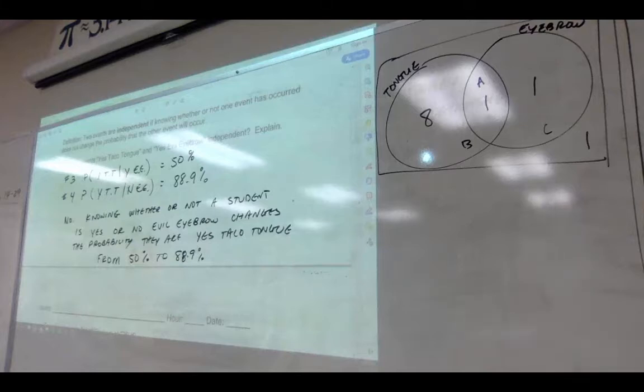So these are not independent events because the denominator changed. Okay, the denominator changed based on what we were measuring. So when we look at these two events together, yes taco tongue, yes evil eyebrow, to say that they're independent would mean that knowing one did not change the other. So what we do is we evaluate what is the fraction when it's yes, what is the fraction when it's no.